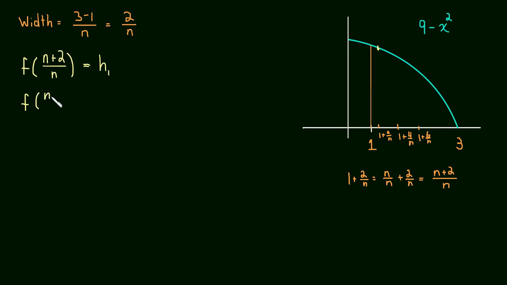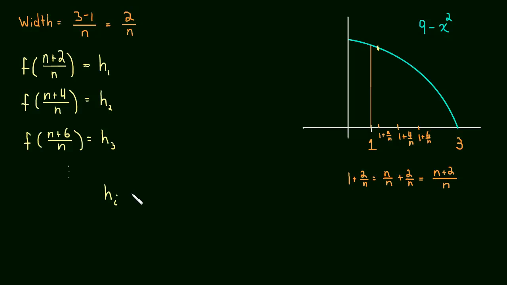Then f of n plus 4 over n is going to be the height of rectangle 2. I didn't actually do that calculation, but it's pretty clear to see: n over n plus 4 over n is n plus 4 over n. Okay, so f of n plus 6 over n is going to be the height of the next rectangle, rectangle 3. So now we have enough to try and conclude what is the height of the ith rectangle.